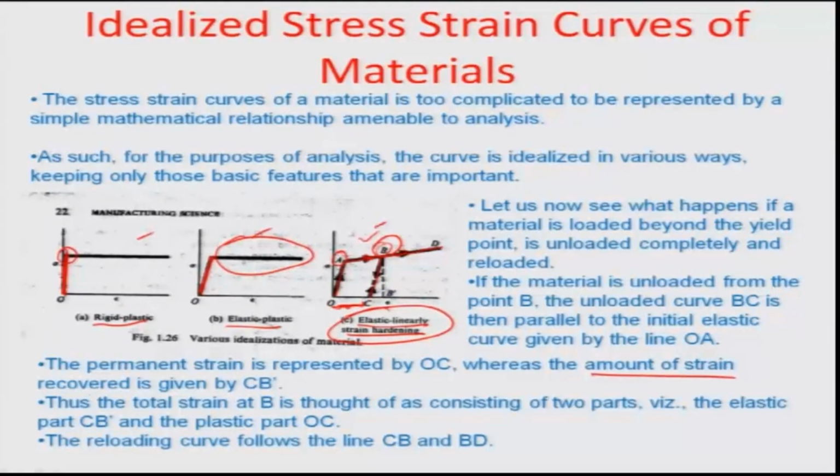So the amount of strain which is recovered is given by Cb dash. This is the amount of strain which is recovered, and thus the total strain at B is thought of as consisting of two parts: the elastic part Cb dash, which is recovered, and the plastic part OC, which has been set in. The reloading curve will follow the line Cb and Bd, as obvious. So it will not go back anymore because it is starting from a new deformed size OC. That is how you should visualize the elastic linear strain hardening material.